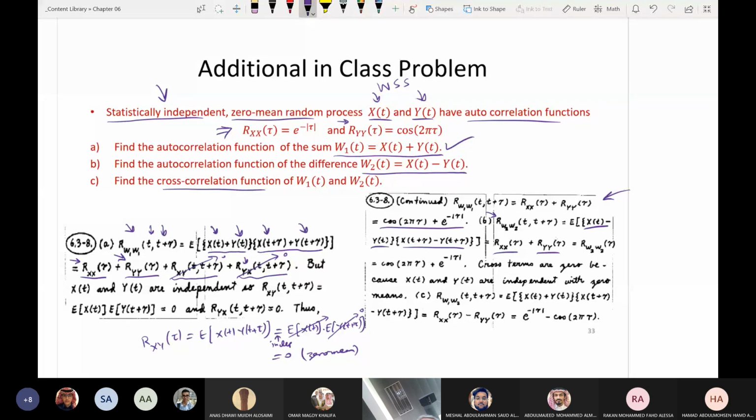So basically, the autocorrelation function of the sum signal is the same as the autocorrelation function of the difference signal, equal, for this particular example.